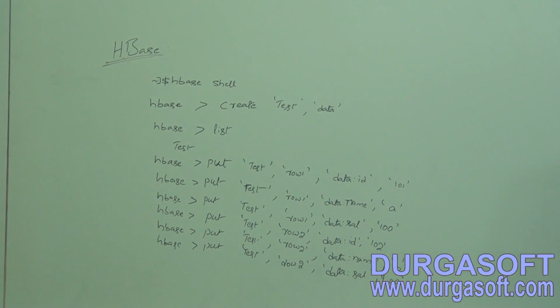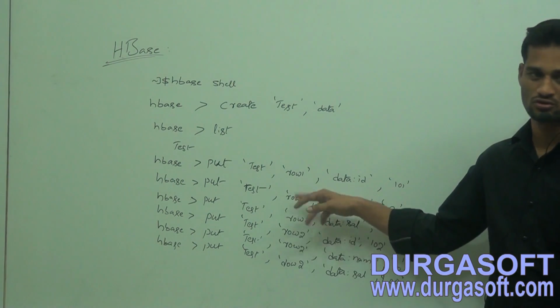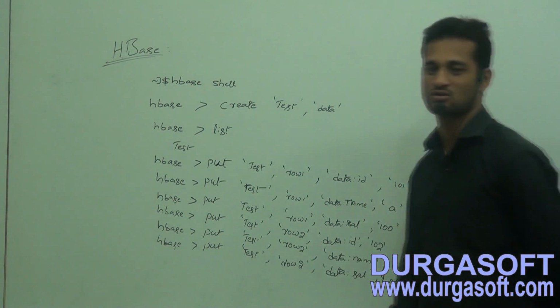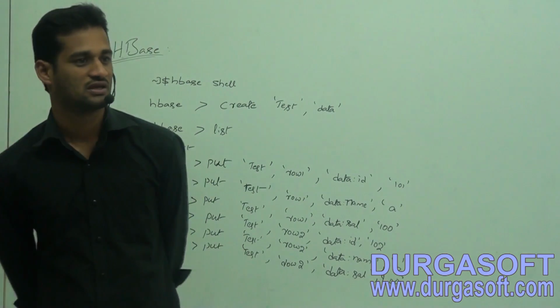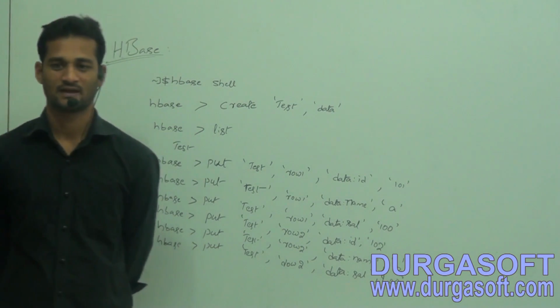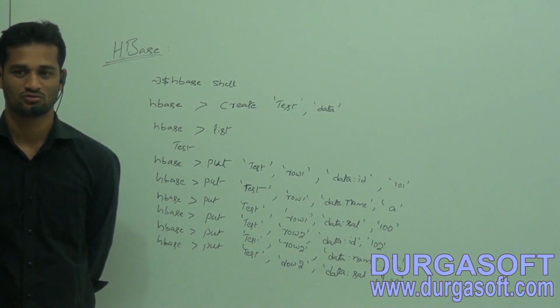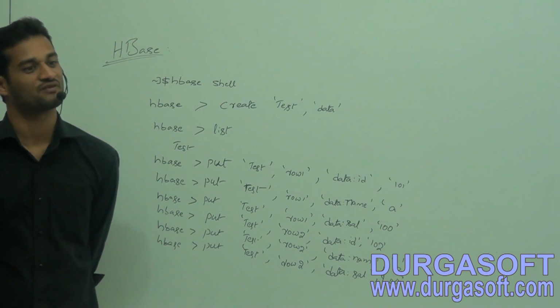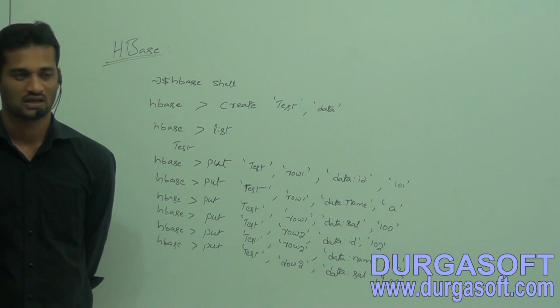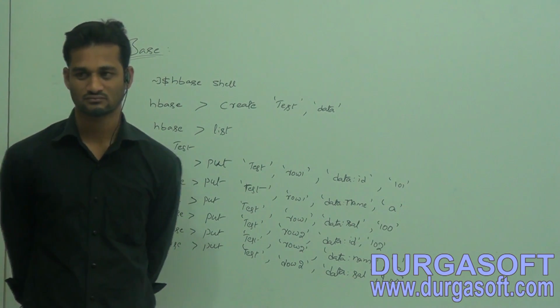But here, for your easy understanding, I have taken rows. Basically, if you import data from RDBMS directly into HBASE, it won't take row 1, row 2, row 3 like this. It takes the first column as a row. How it is done, we will see.